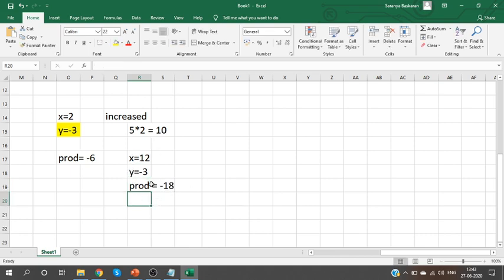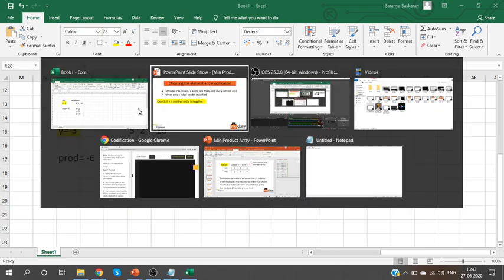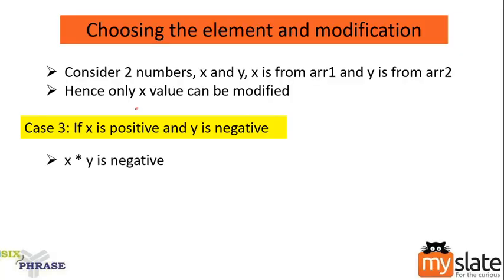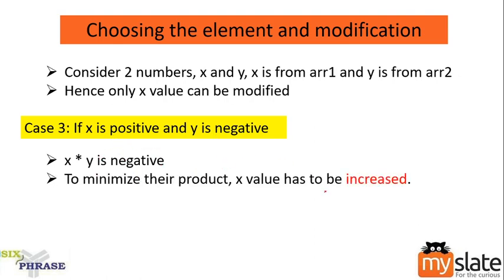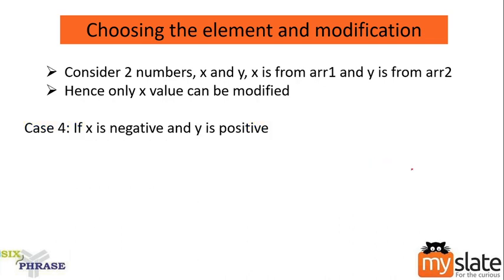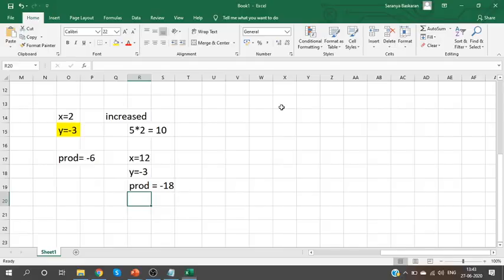Do you observe that? Yes. Previously product value was minus 6. Now product value is minus 18. So it has reduced. To reduce that, x value has to be increased. If x into y is negative, then to minimize the product, x value has to be increased. Okay. Next scenario, x is negative, y is positive.